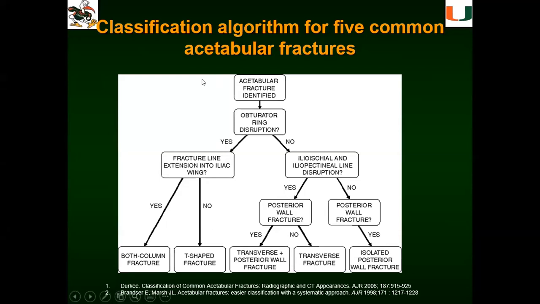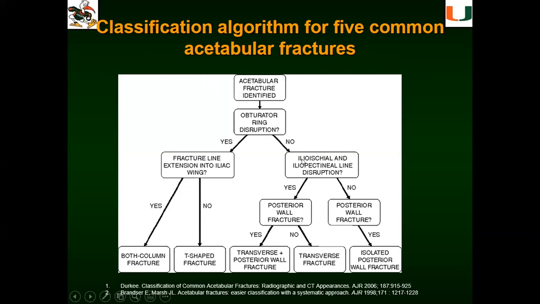Again, when you have these acetabular fractures that are complex, you want to look for the obturator ring to see if there's disruption. If there is disruption, then the next question is, does the fracture extend into the iliac wing? Because if it does, you're most likely dealing with a both column fracture. If there is disruption of the obturator ring, but the iliac wing is not affected, then it's mostly a T-shaped fracture.